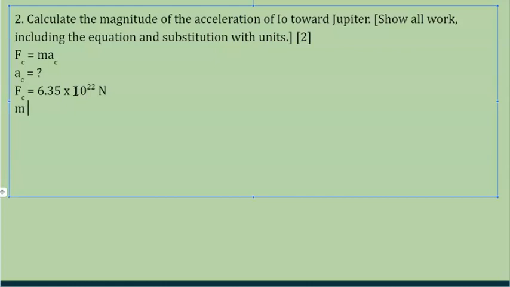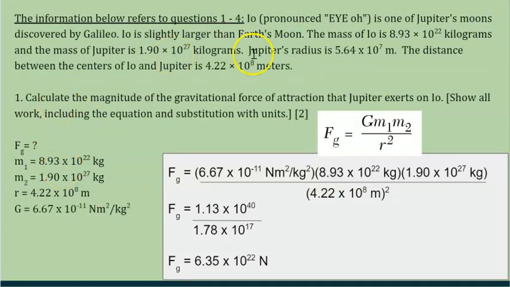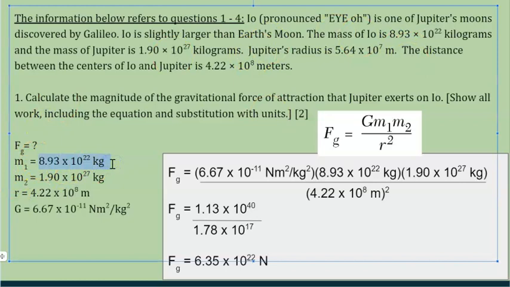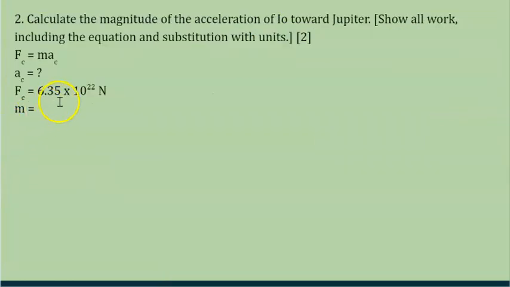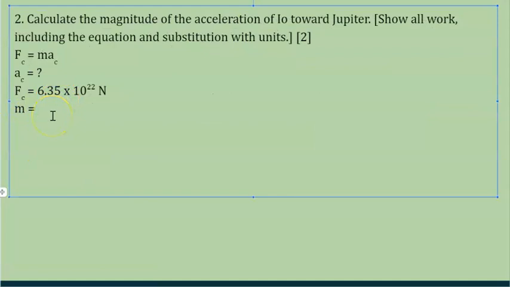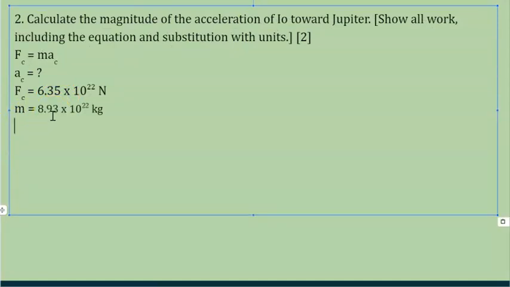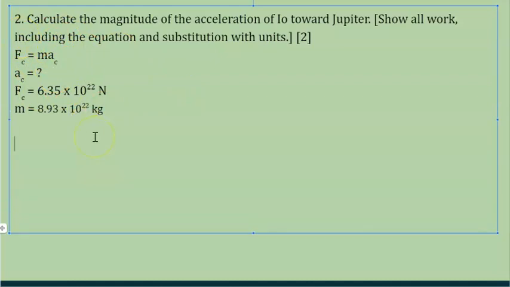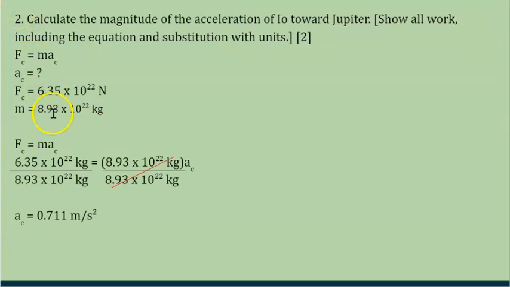And I do know the mass. It's specifically the mass of Io because they're saying acceleration of Io. So the mass of Io was this number, 8.93 times 10 to the 22 kilograms. So that is all of the information that I need. Go ahead and plug these numbers into the equation, pause the video, see if you can do it on your own, and then check your work.